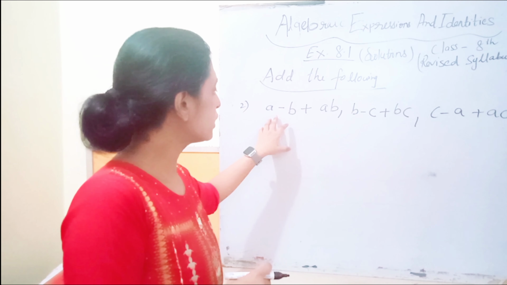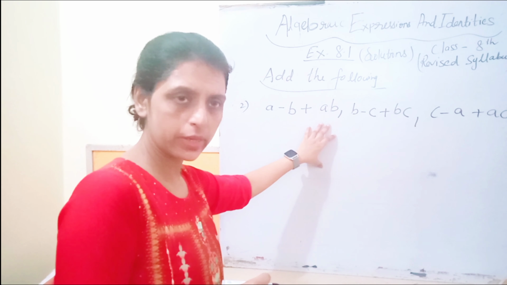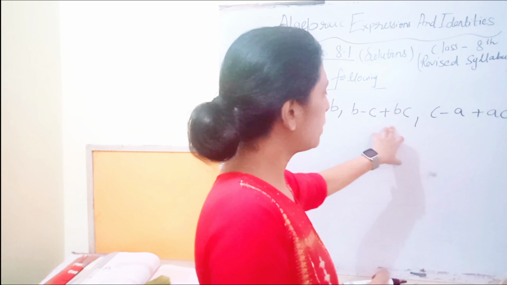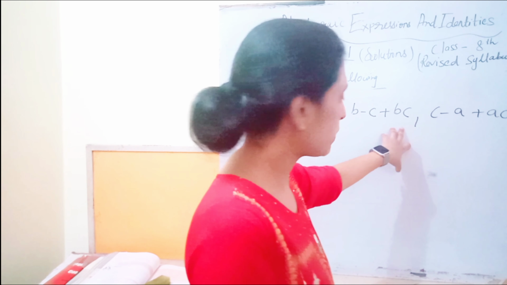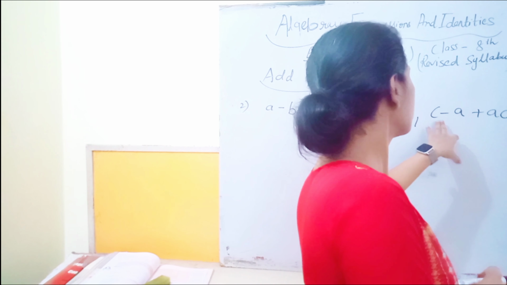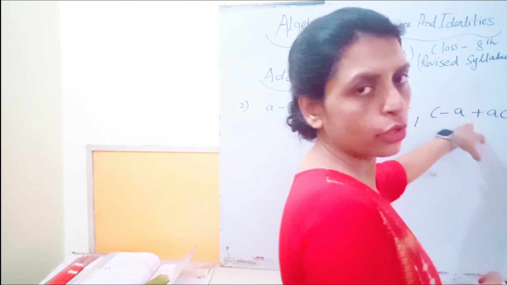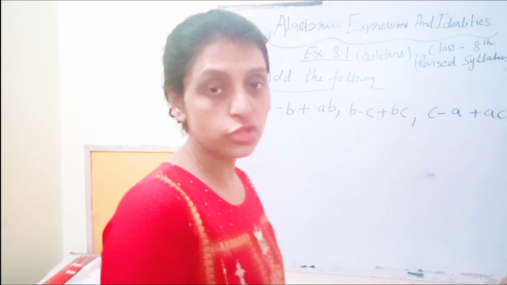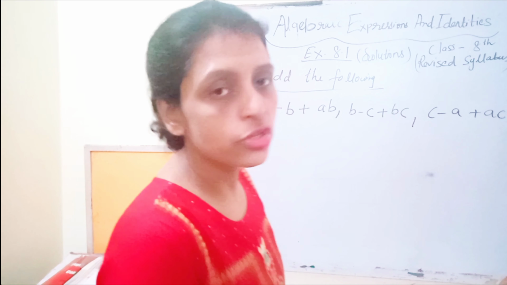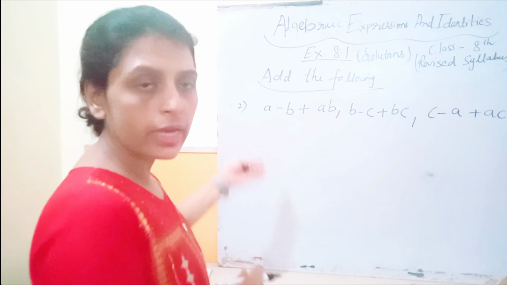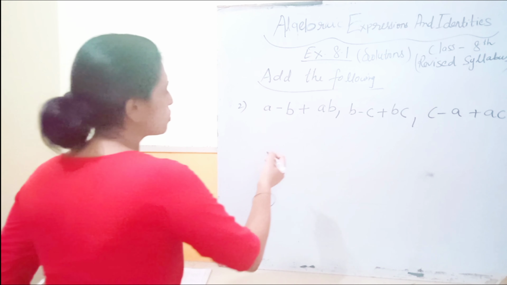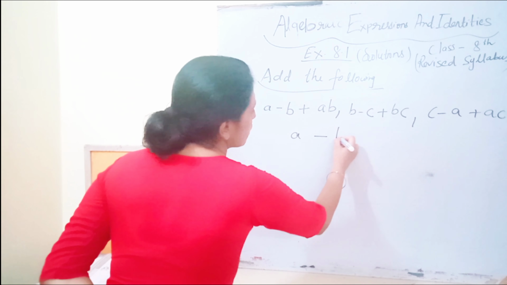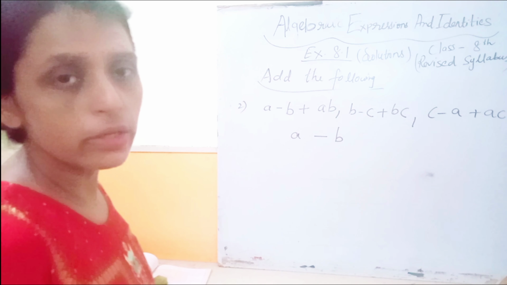The second question is: A minus B plus AB, the second expression B minus C plus BC, and the third algebraic expression is C minus A plus AC. You can see, children, that all these algebraic expressions contain three terms. It means they are trinomials, okay. We can add the trinomials also in the column method. You can use it, okay.